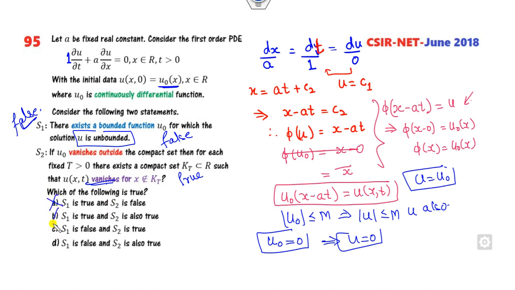So S1 is true, S2 is false, so both are there, it is a typing error, it is false. So this is my correct answer of this problem.